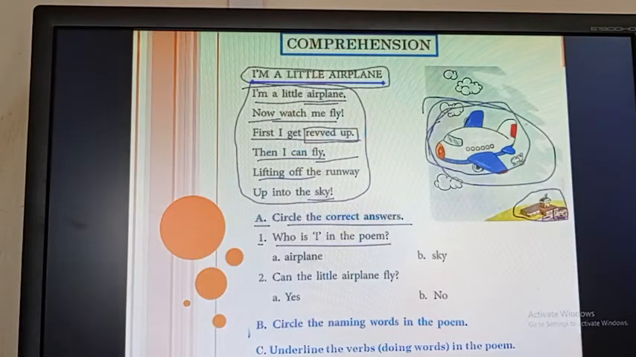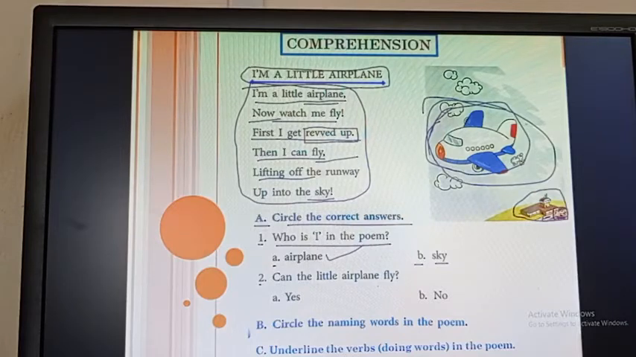Now, by now, you should be able to understand who is I in the poem. A. Airplane. B. Sky. Who is telling I am a little airplane? Now, here I is airplane. Okay. So, the correct answer is airplane. Number 2.